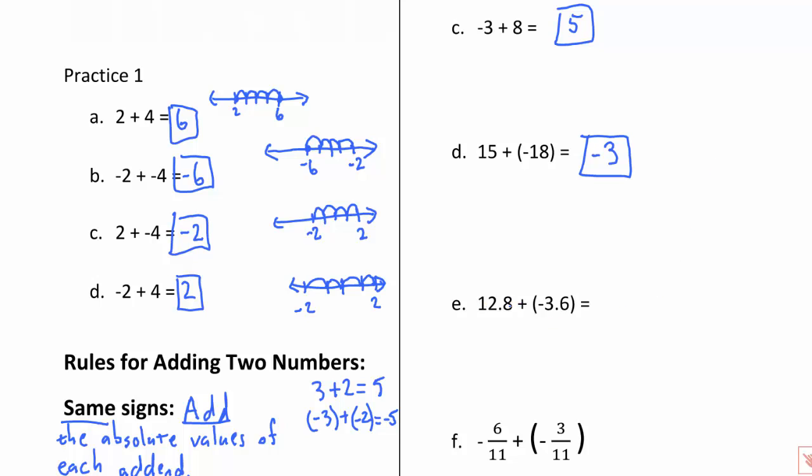Next, let's look at E. 12.8 plus negative 3.6. Now, they are of opposite signs, different signs, so positive and negative means we subtract. Now we take the largest minus the smallest, which in this case is 12.8 minus 3.6. Remember, whenever you add and subtract decimals, you have to line the decimal up. So 8 minus 6 is 2, 12 minus 3 is 9, and put the decimal there. So that's going to give me 9.2, and then I just look at the sign. The largest here is the 12.8, and it was positive, so this is going to be a positive 9.2.